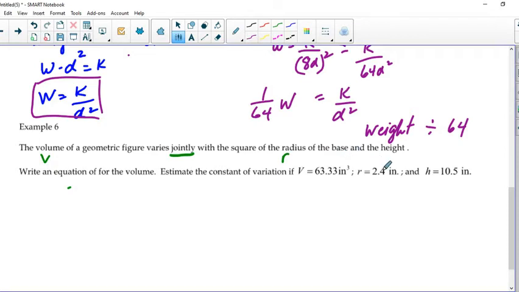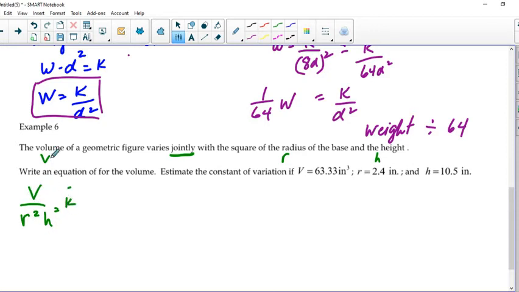And the base of the height. So I'm going to do that. The square of the radius of the base and the height. Sorry, let me read that better. With the square of the radius of the base and the height. Okay, so joint variation, couple ways of volume is, okay, and then we're going to say the radius squared, okay, the square of the radius of the base and the height, and that's going to equal k.